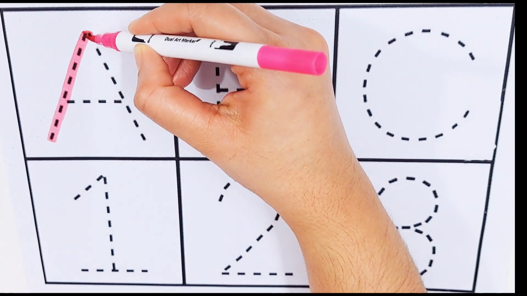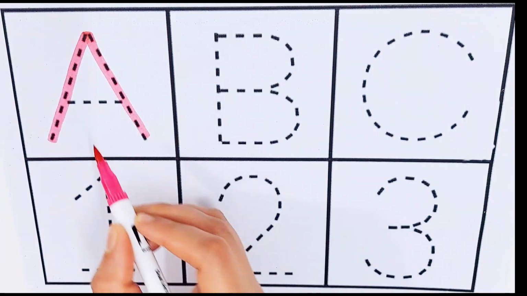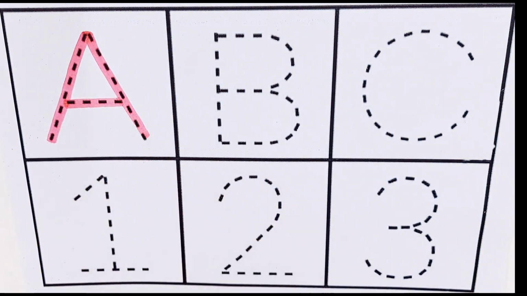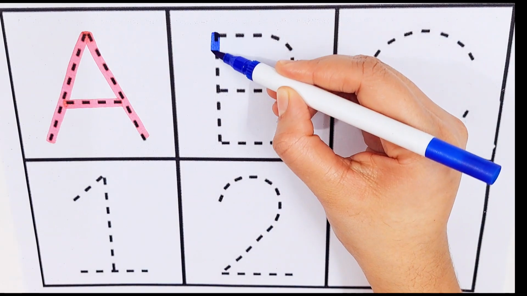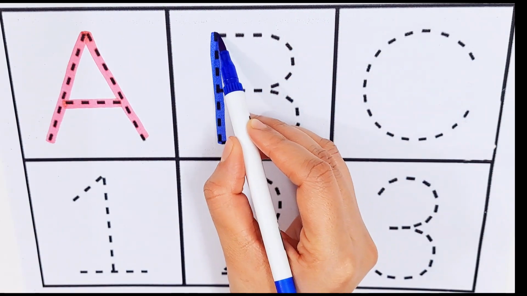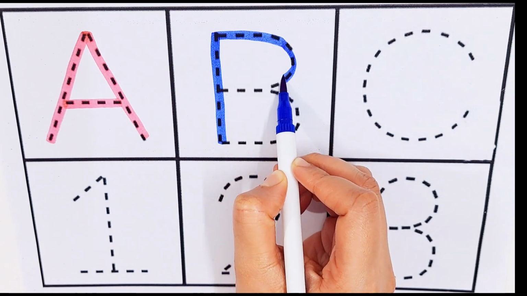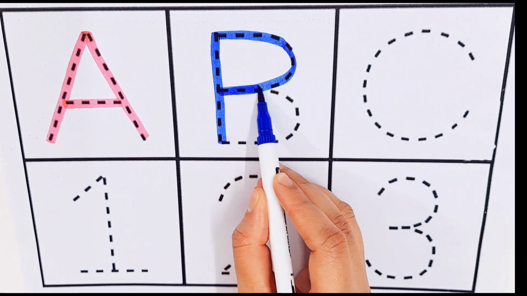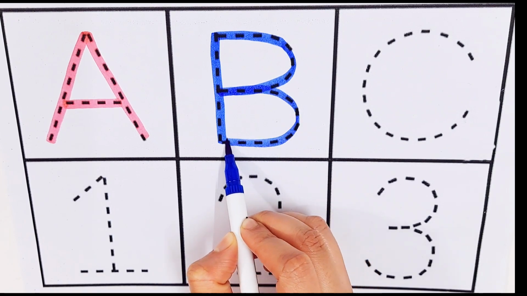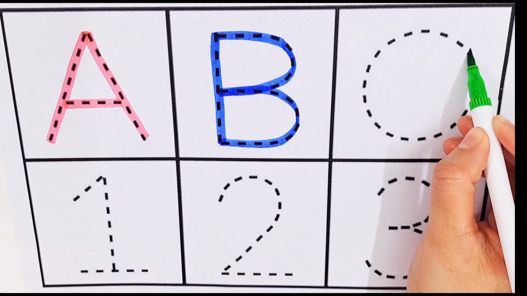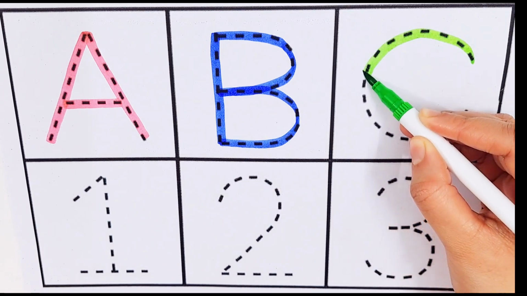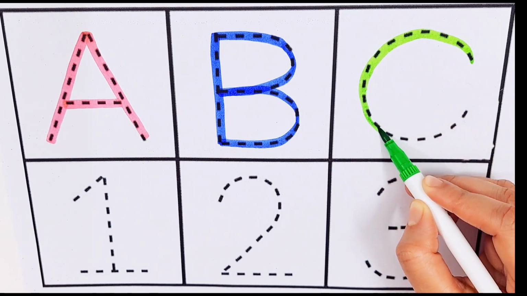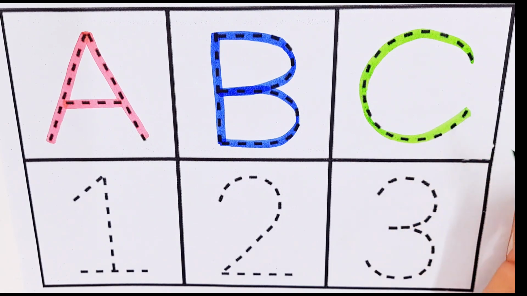A for apple. A for arrow. B for ball. B for bat. C for cow. C for cat.